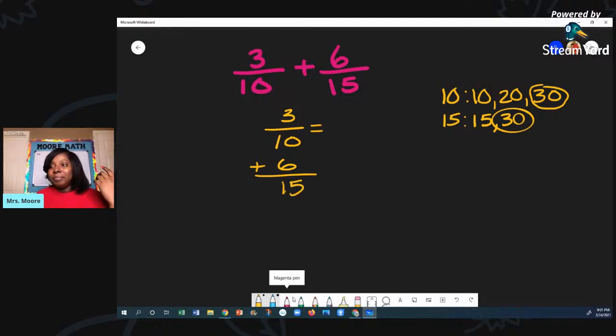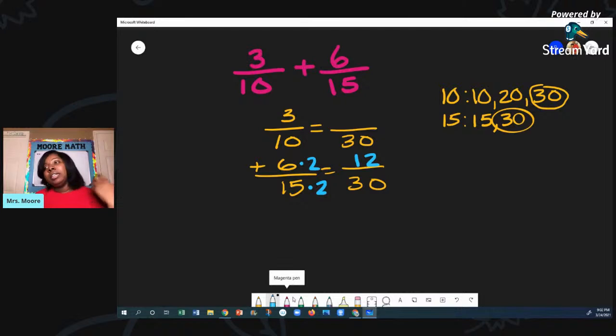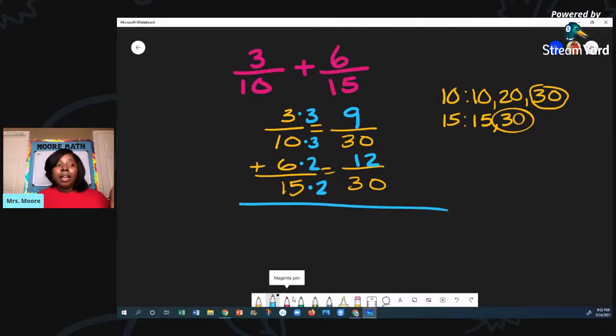All right. So 30 is my common denominator. Woohoo! Okay. So 15 times what is 30? 2. And 6 times 2 is 12. Easy peasy. 10 times what is 30? 3. And 3 times 3 is 9. All right. So now add them together. 9 plus 12 is 21 out of 30.